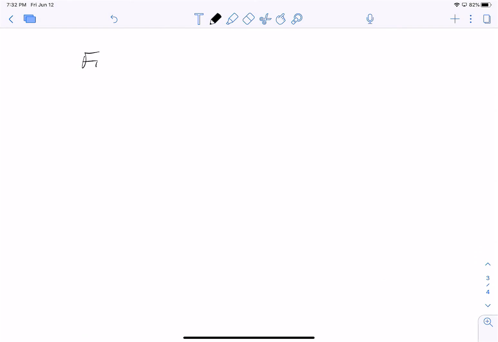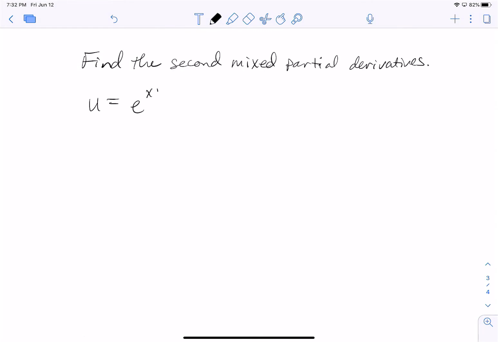In our next example, we're going to find not third mixed, but we're going to find the second mixed partial derivatives. Our function is u is equal to e to the xy times the sine of y. I would like for you to pause the video and find the partial of u with respect to x and the partial of u with respect to y. Come back when you're done, please.